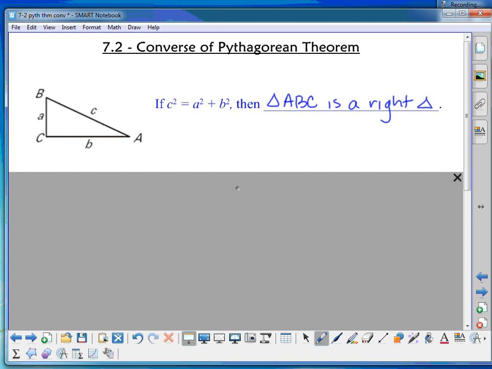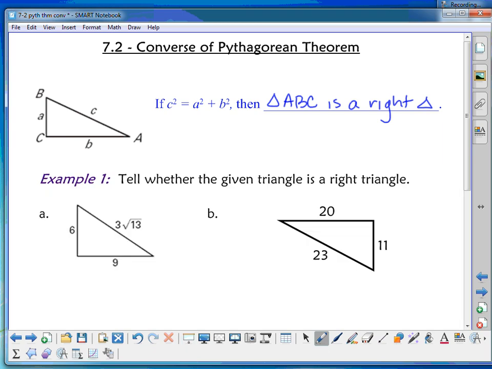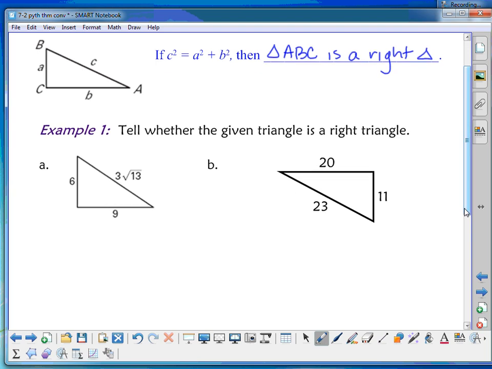And again, C is always the hypotenuse, always the one that's by itself. The longest side opposite the right angle. Okay, so when we don't know if it's a right triangle, C is going to be the longest side. All right, so example 1, we're going to tell whether the given triangle is a right triangle. So what you're going to ask yourself is, does c squared equal a squared plus b squared?